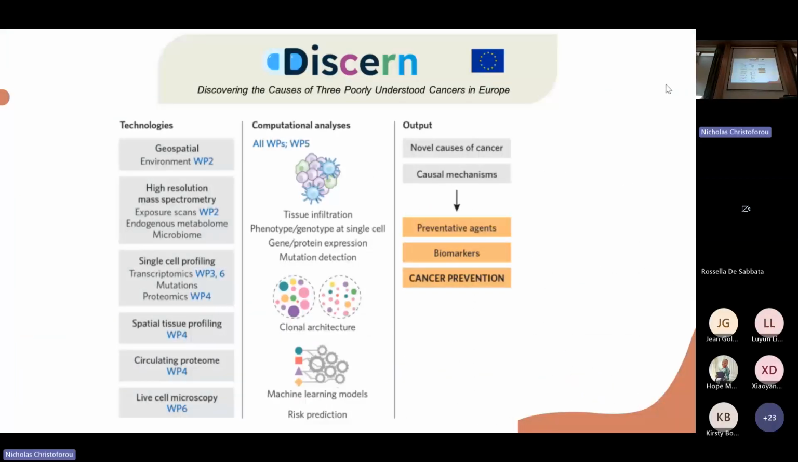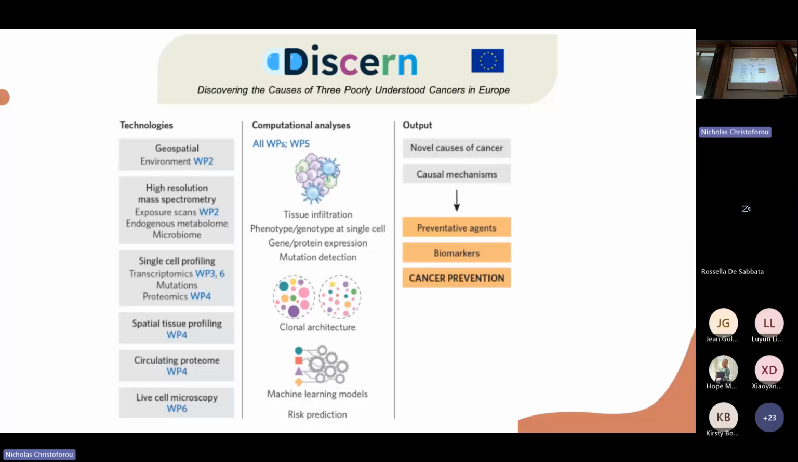So really the idea of DISCERN, firstly applying these technologies. I think a really important component of this is some of the computational work that needs to go on, because we're going to be generating all this omics data from cohorts and also experimental models, trying to think about how to put some of that together and using machine learning approaches, for example. And ultimately, what we're trying to do is identify new causes of cancer as well as causal mechanisms, which could then be used to inform prevention strategies.